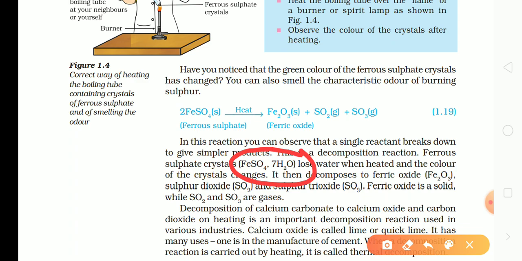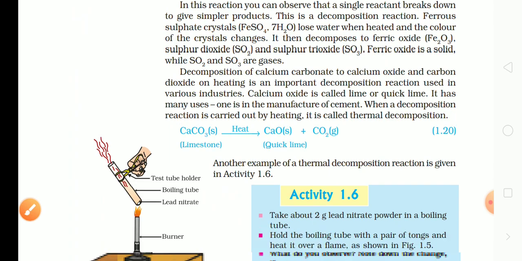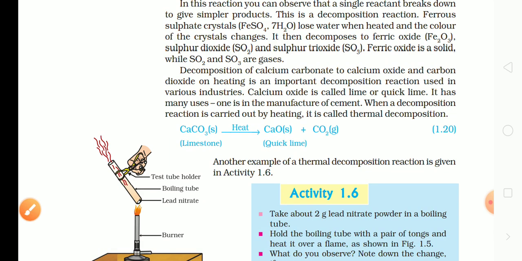Then you can see the color change with the liberation of pungent gas, and those gases are SO2 and SO3, sulfur dioxide and sulfur trioxide. And again, one more very, very common example: the heating of limestone.